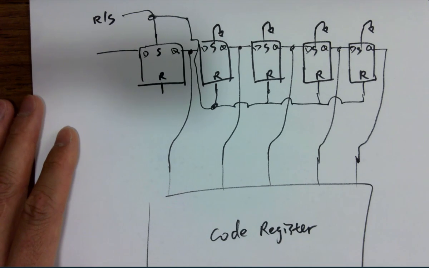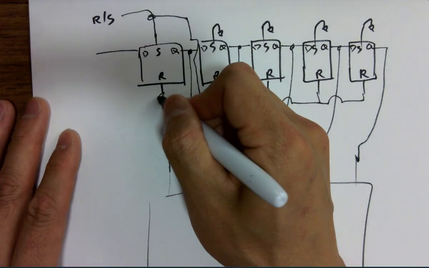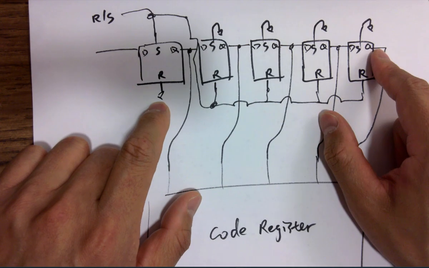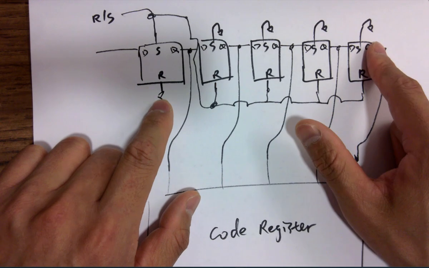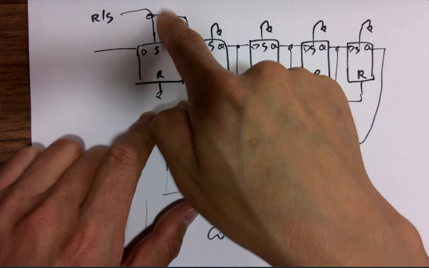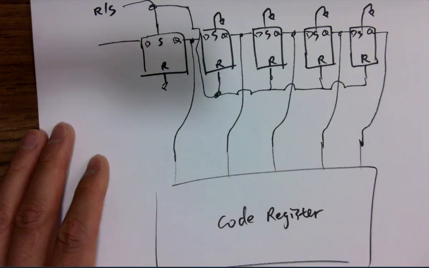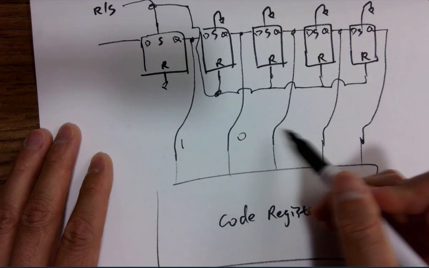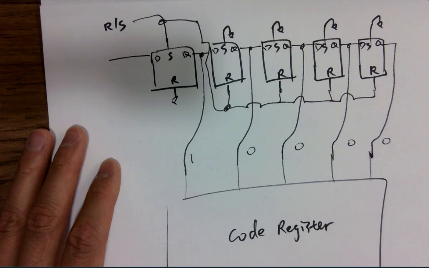What do you want to do first? What's happening first? So I'm grounding this pin so we're not setting or resetting when we don't want to do that. Make sure these are not being set. This is not being reset. So what's the first thing you want to do? What's the first code you want to give to the code register? 1 0 0 0, right? How do you make that happen?